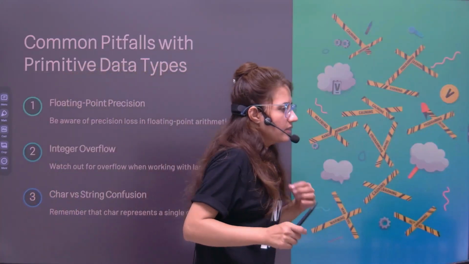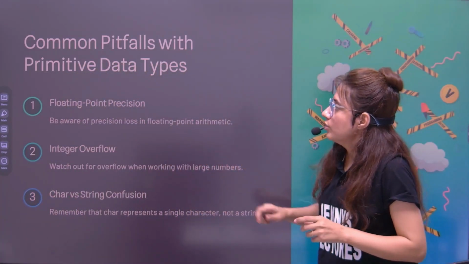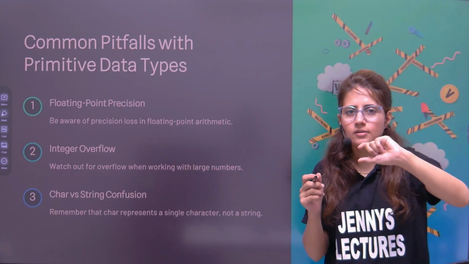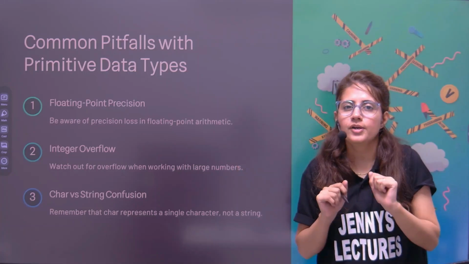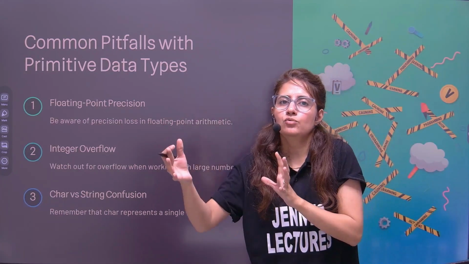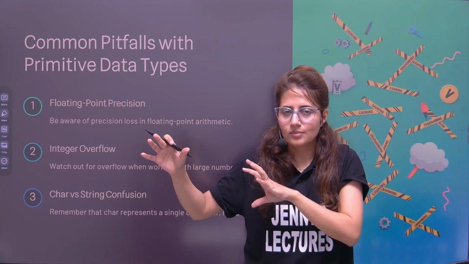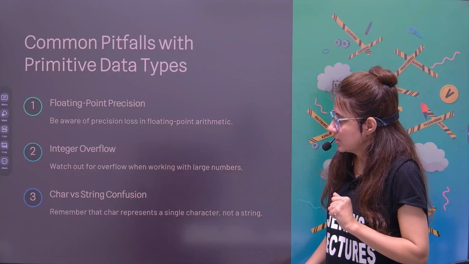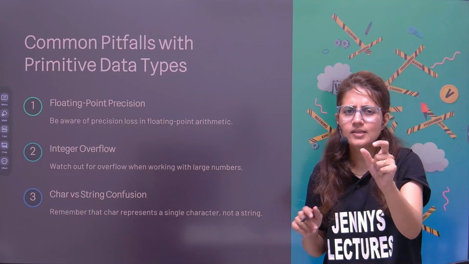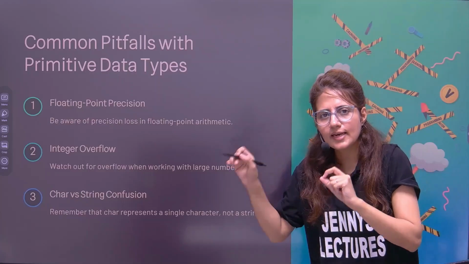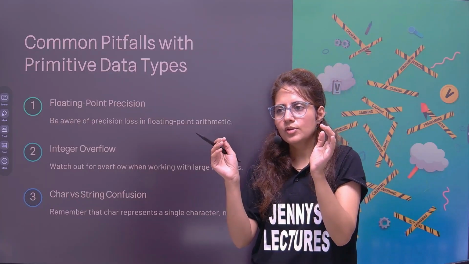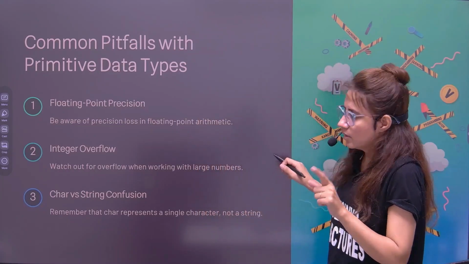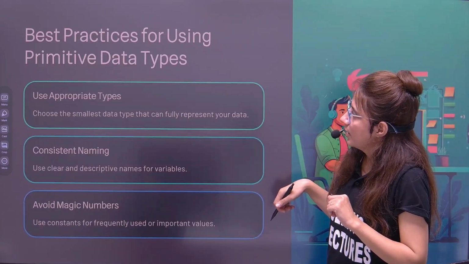Now there are some pitfalls with primitive data types, especially floating point precision. When you do some arithmetic operation on floating point numbers, it will not give you exact values. It will give you some approximate values, so you need to take care of this. Overflow and underflow I have already discussed. Char versus string confusion: char stores a single character, while a string has many characters and is written in double quotes. We will discuss strings later.